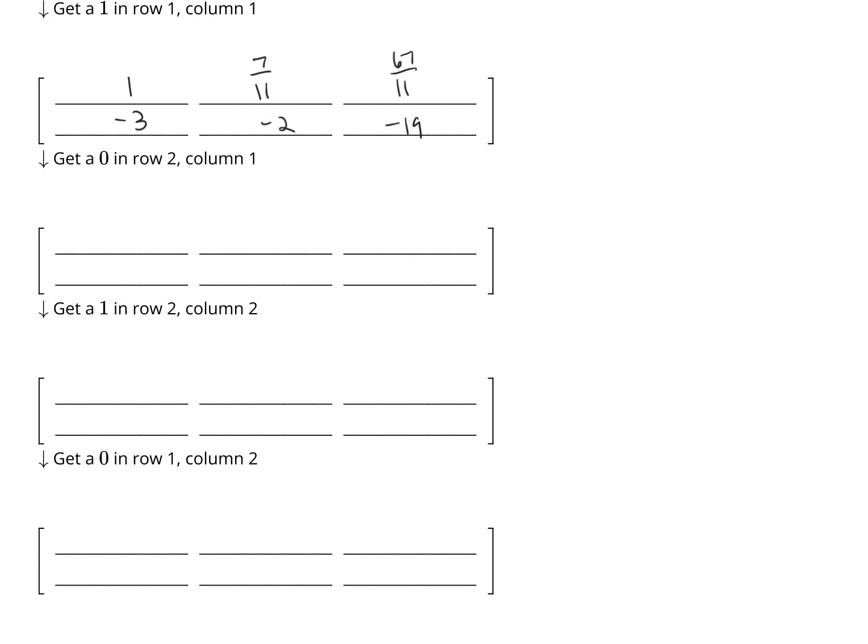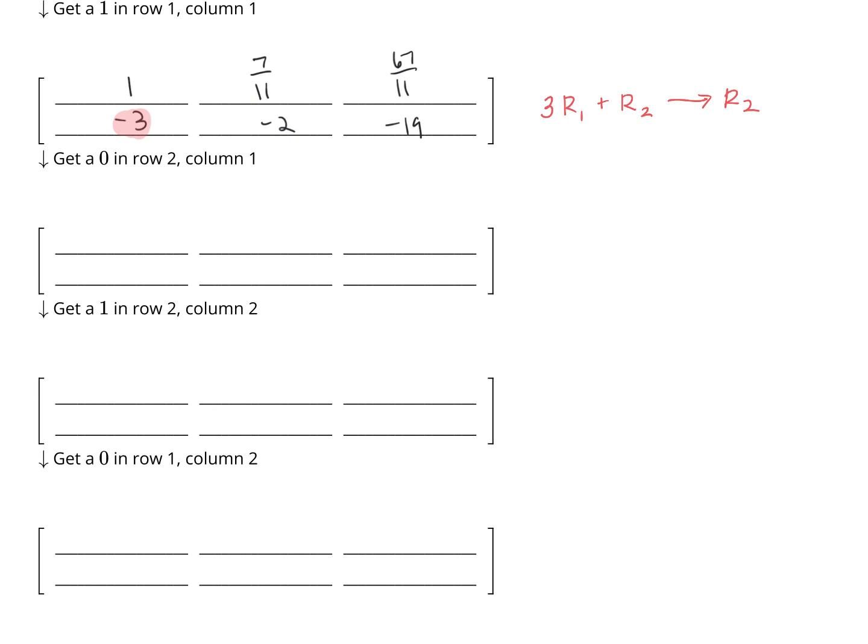Okay, so we did that. Next it says get a 0 in row 2, column 1. So the next step is to make this negative 3 a 0. Whenever you're getting a 0, that's when you want to multiply the row with a 1. So you're going to be multiplying row 1 by the opposite of what you want to be 0. So since we want the negative 3 to be 0, the opposite of that is 3. So we're going to do 3 times row 1, then we add it to the row that we want a 0 in, and we replace the row where we want a 0 in.